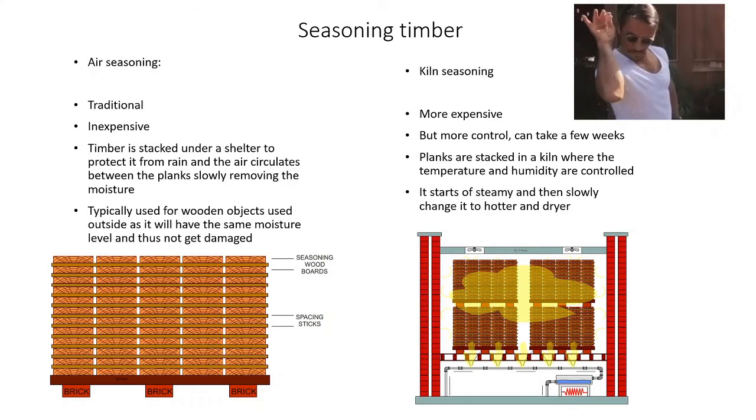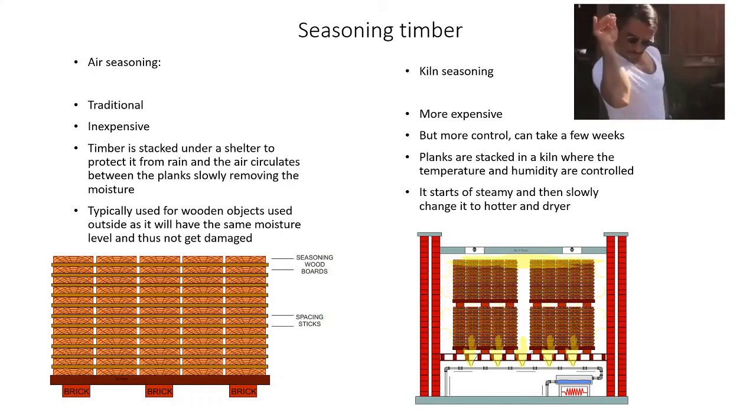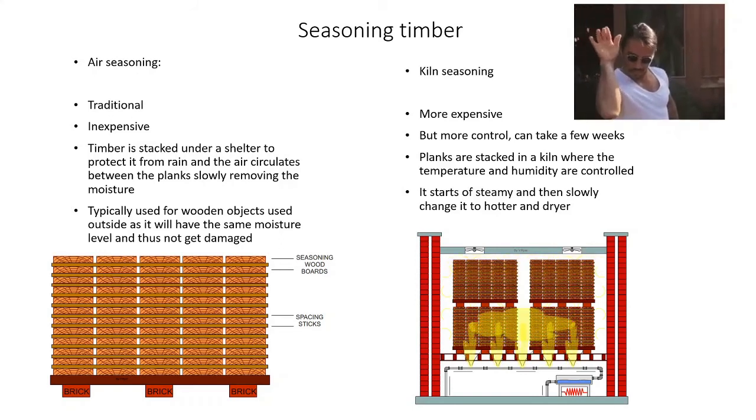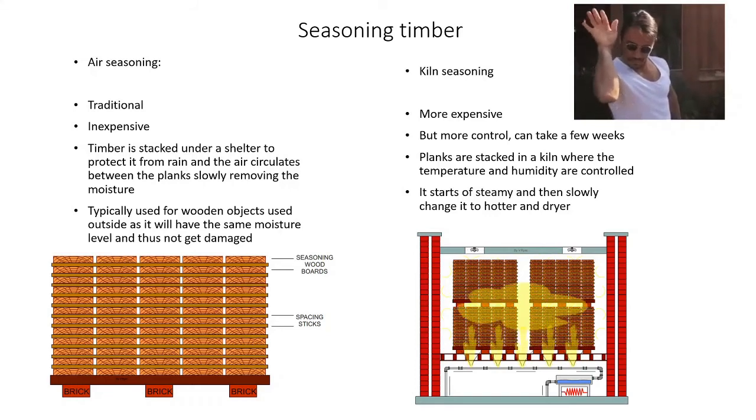You've got air seasoning, which is the traditional way, pretty inexpensive, and all you are doing is just stacking the material up with little spaces in between. You put them outside under a little canopy or roof, and the air circulates through all that timber and slowly takes the moisture out of it. Typically, you'll use this for timber that is going to be used outdoors because it is keeping the same sort of moisture as the outside anyway, so it's going to withstand that atmosphere very well.